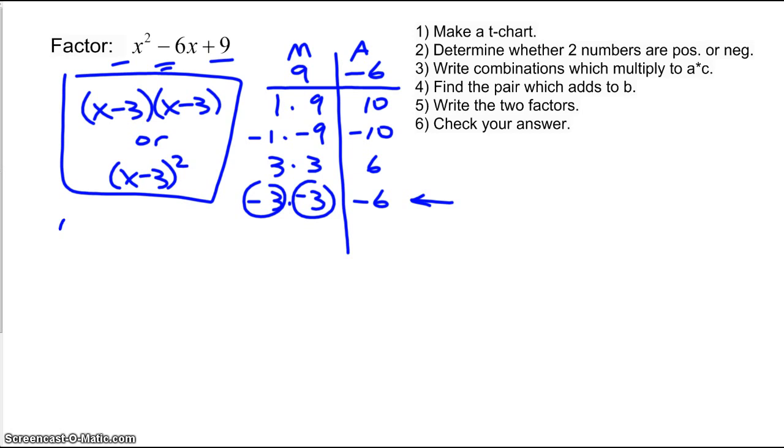Let's double check it by taking the multiply out form here. x minus 3 times another x minus 3. Everything in here times x. Everything in there times negative 3.